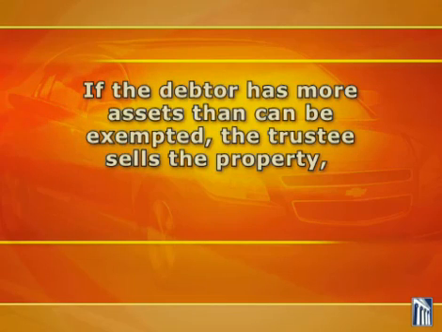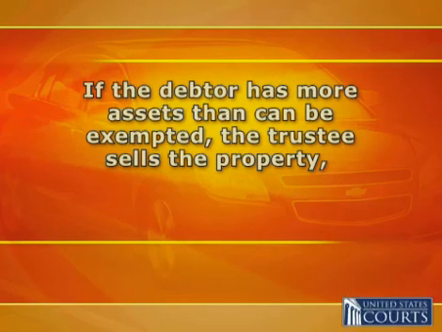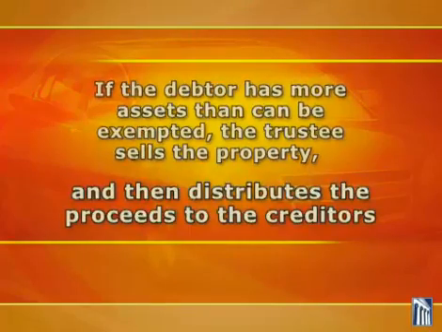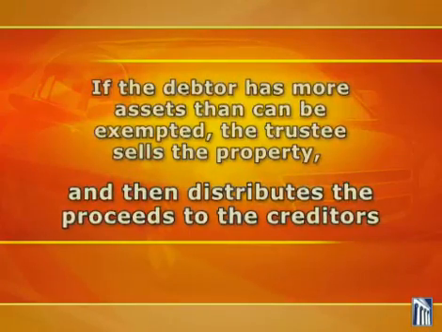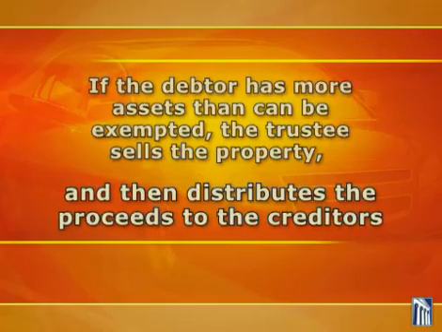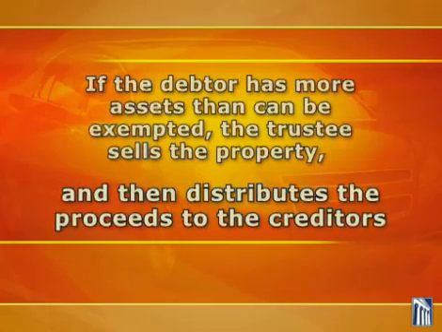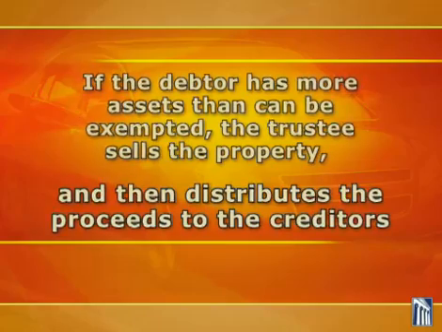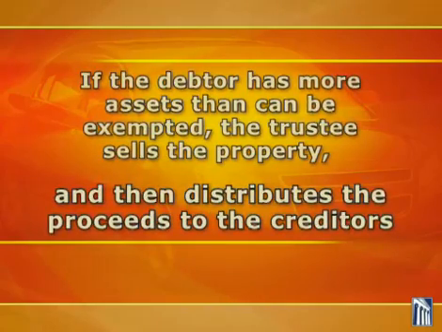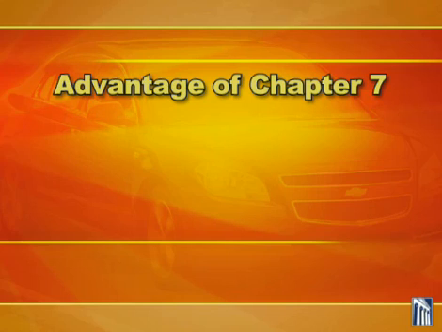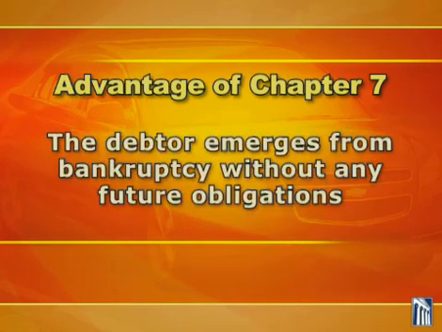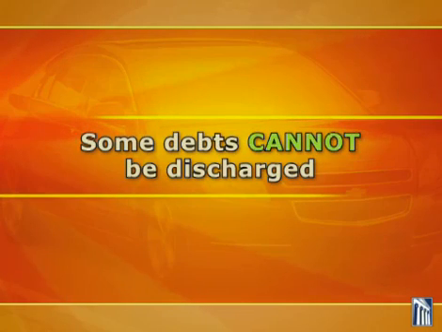If a debtor has more assets than can be exempted, the trustee sells the non-exempt property and distributes the proceeds to the creditors according to priorities established by law. Very often, there is not enough money to pay for anything more than the cost of administration, and so the creditors receive nothing. The principal advantage of Chapter 7 is that the debtor emerges from bankruptcy without any future obligations on his or her discharged debts. Some debts cannot be discharged. For example, debts incurred through fraud or debts for child support and alimony.